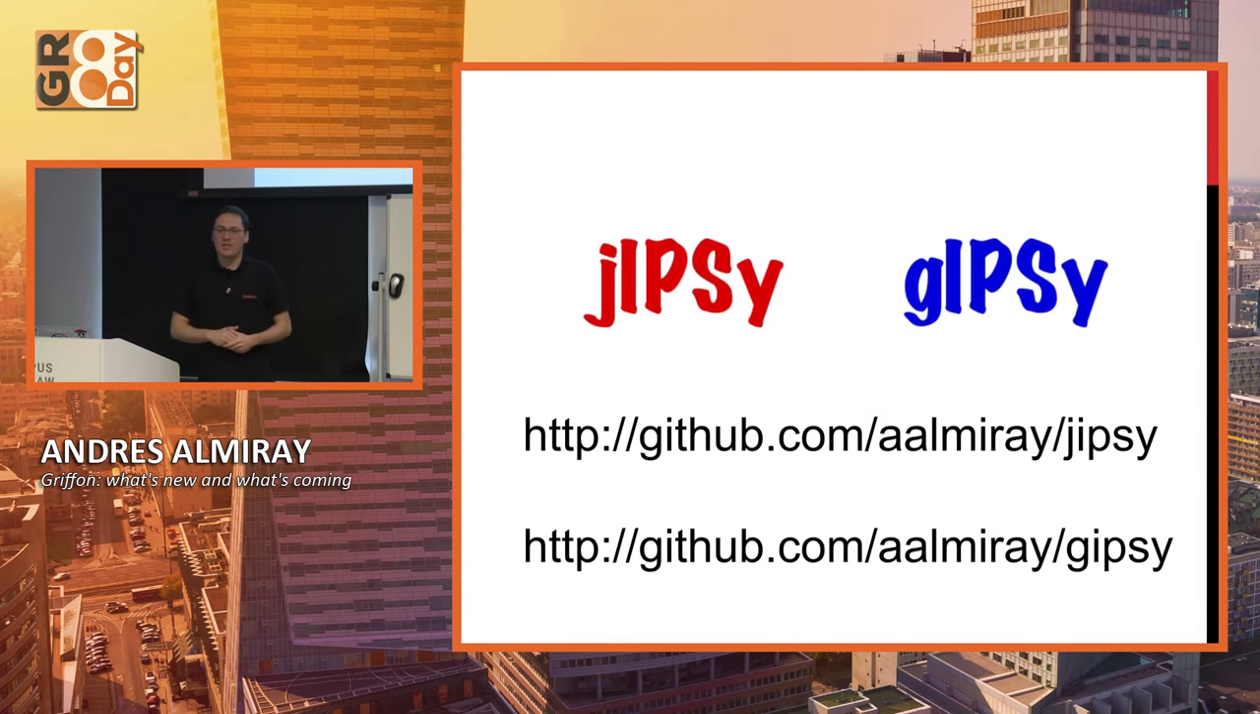We also make use of these two little guys called Gypsy and Gypsy. My native language is Spanish, so for me they actually sound exactly the same. I know that people from Britain will pronounce it completely differently. So one of them gives you access to the annotation processing tool in Java, that's why it has a J, and the other does the same thing but in Groovy using AST transformation.